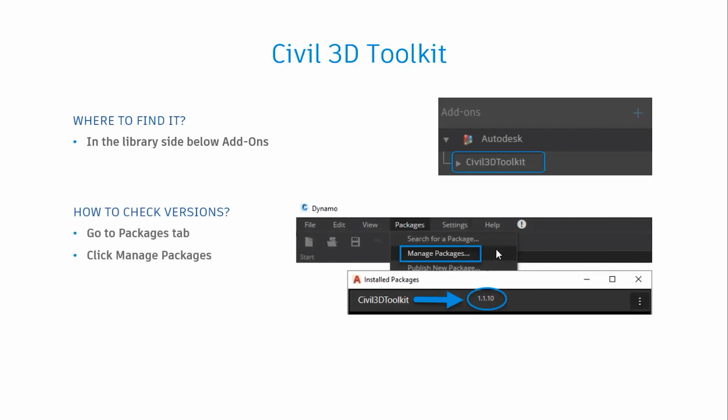So how to check versions? Again, if you go to the Package tab, you can click Manage Packages and you can see all the latest installed packages in your machine.